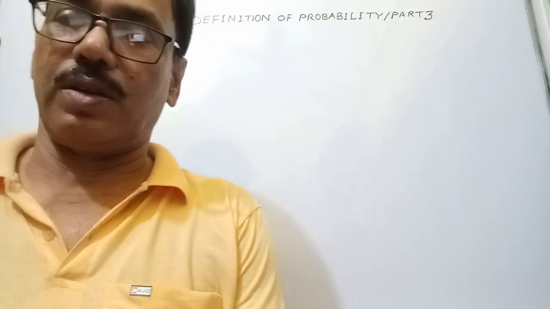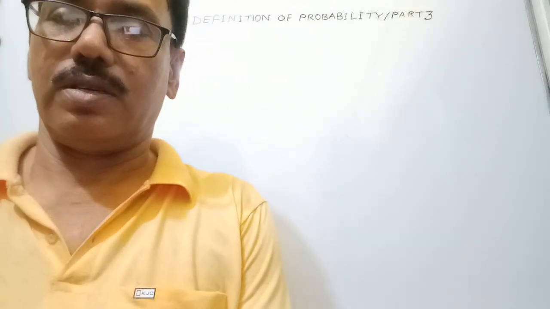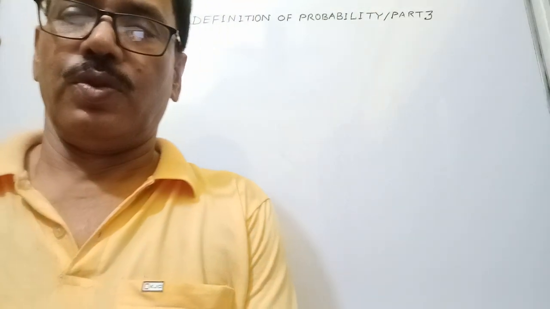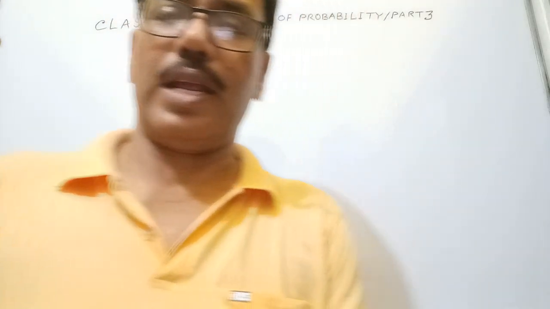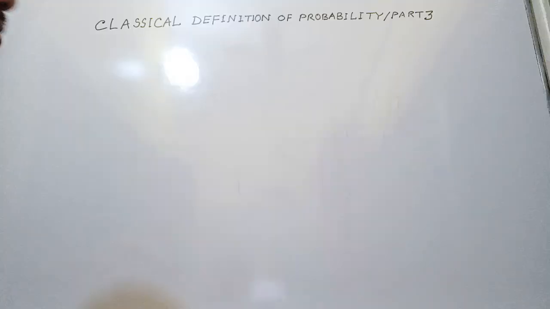Now to give the definition of probability, we have already defined some terms, that is random experiment, outcomes, sample space, event. So using these definitions, today I will define the classical definition of probability. Before discussing it, I am taking a simple example.